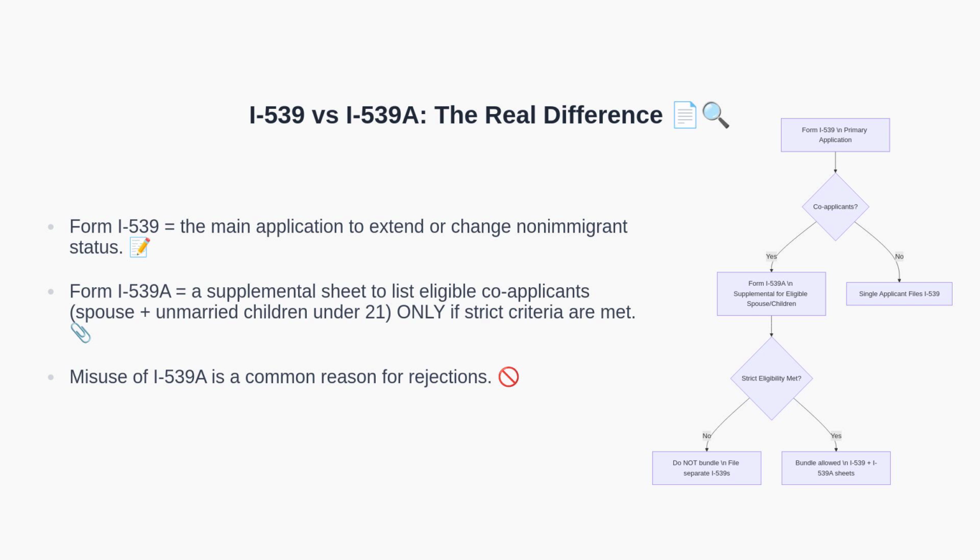Let's clarify the basic distinction. Form I-539 is the primary application used by an individual to request an extension of stay or a change of status. In contrast, Form I-539A is a supplemental sheet used only to list eligible co-applicants, namely a spouse and unmarried children under 21, but only when strict criteria are satisfied. Misunderstanding or misusing I-539A is a frequent cause of filing rejections.